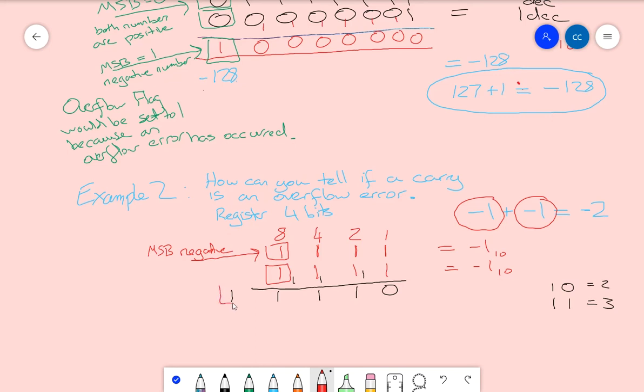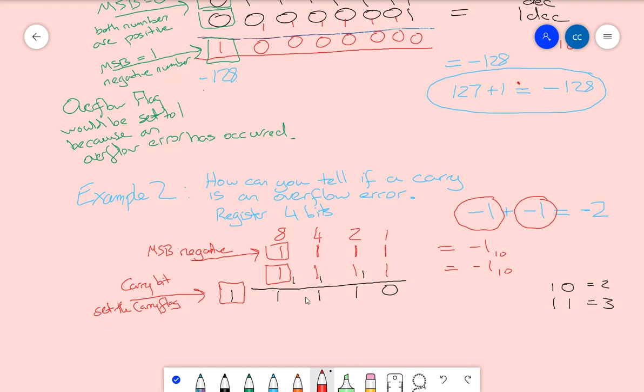So here we have a bit which is outwith the 4-bit range that we had. So this is a carry. This would set the carry flag. So this is a carry bit, and it would set the carry flag. And if the carry flag is set, then it has a 1 in it.